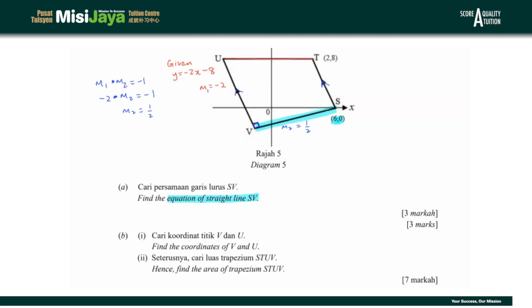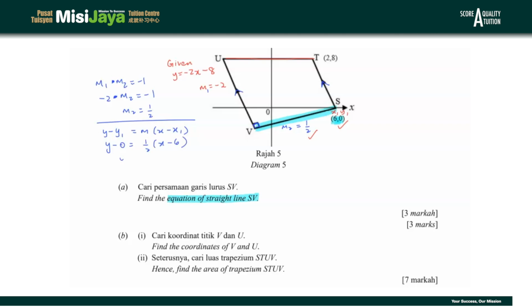So in order to find the equation of a straight line, we just need to put into this formula, which is y - y1 = m(x - x1). We only need to know two pieces of information. One is the gradient, another is a point or coordinate on the line, which is (6, 0). We can use (6, 0) as my (x1, y1). So I'm going to put it inside this equation, y - y1 = m(x - x1). So it's y - 0 = 1/2 (x - 6).